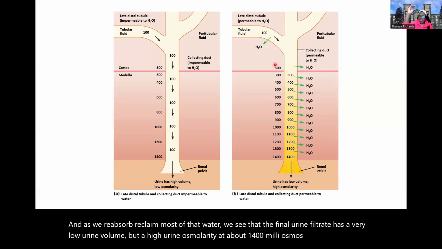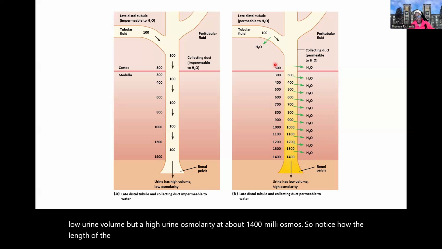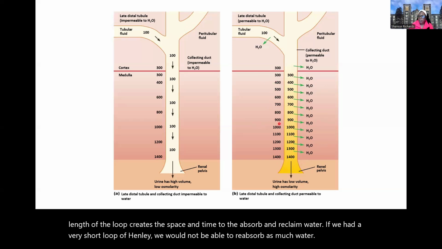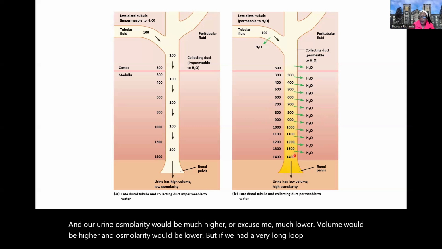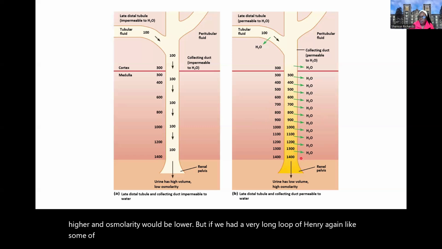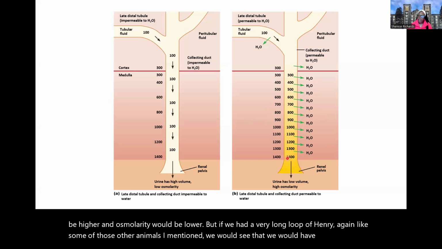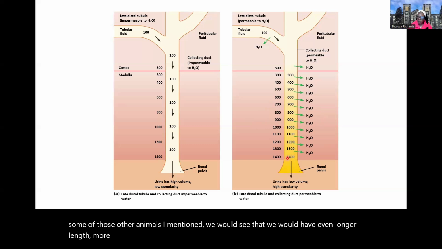So notice how the length of the loop creates the space and time to reabsorb and reclaim water. If we had a very short loop of Henle, we would not be able to reabsorb as much water, and our urine osmolarity would be much lower. Volume would be higher and osmolarity would be lower. But if we had a very long loop of Henle, like some of those other animals I mentioned, we would have even longer length, more space to reabsorb more water, and have an even higher osmolarity and even lower volume.